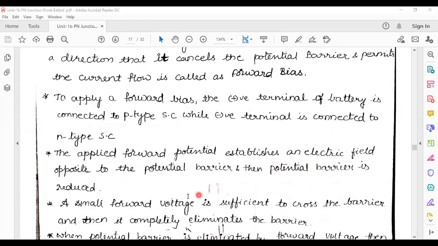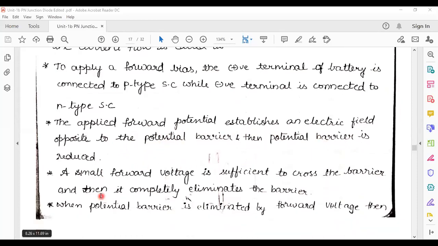The reduction in the potential barrier takes place. A small forward voltage is sufficient to cross the barrier, and then it completely eliminates the barrier. We increase the voltage step by step, from 0 volts to 0.1, 0.2, 0.3 up to 0.7 volts. Up to 0.7 volts, only a small flow of current takes place. Beyond 0.7 volts, complete elimination of the barrier takes place.